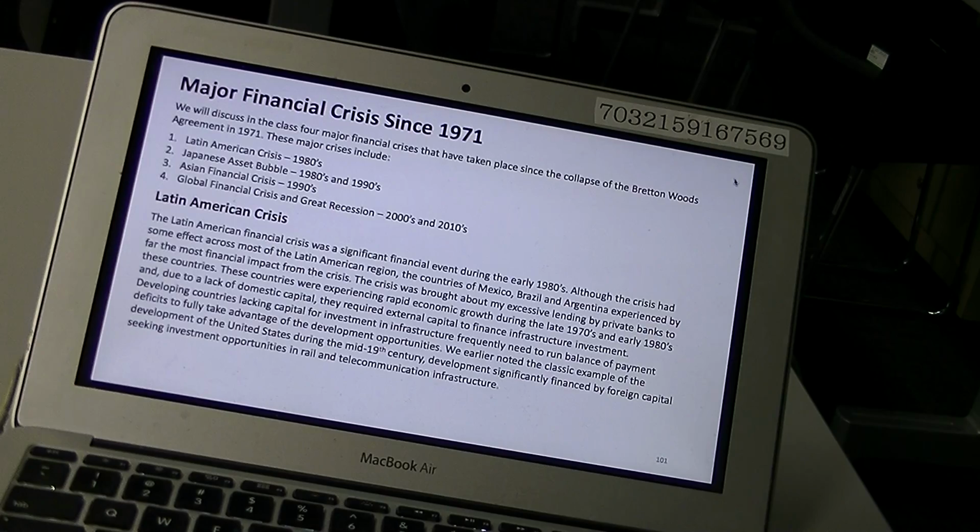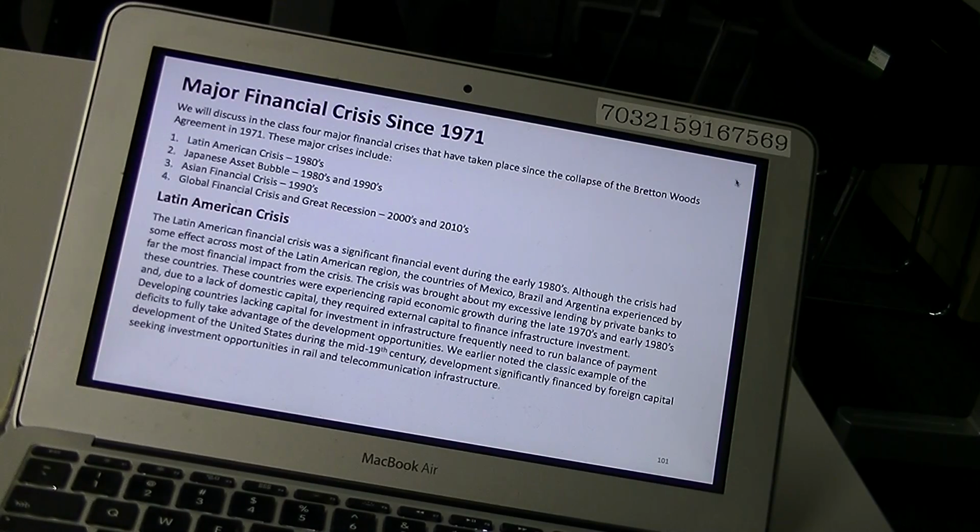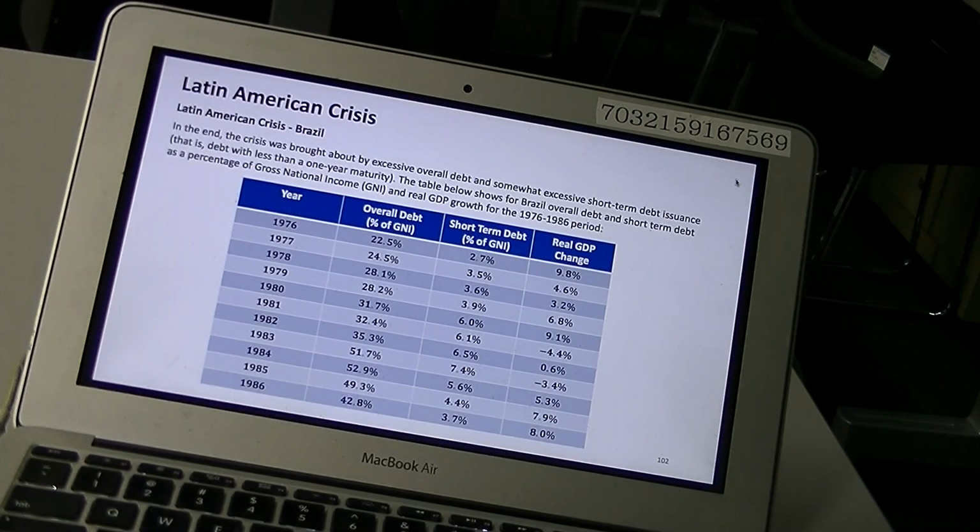So that's led, and I've talked about the major financial crises in the world since 1971: the Latin American crisis, the Japanese asset bubble, the Asian financial crisis, and the global financial crisis and Great Recession. I think basically the Latin financial crisis in the end, at the time it seemed like a major crisis, is really a lot less important. I have these notes here. I lectured on this last year, but I'm going to just skip that.